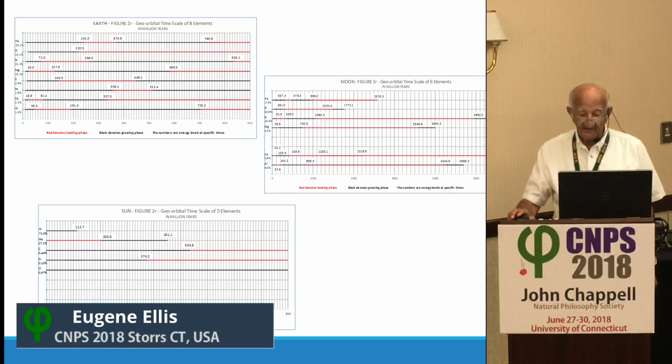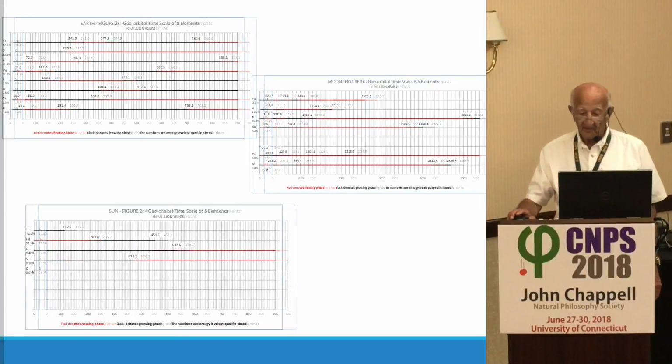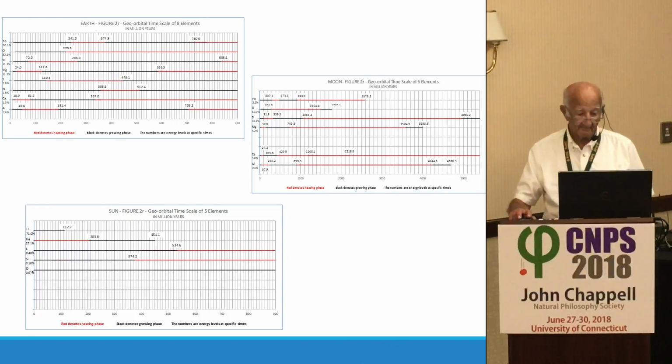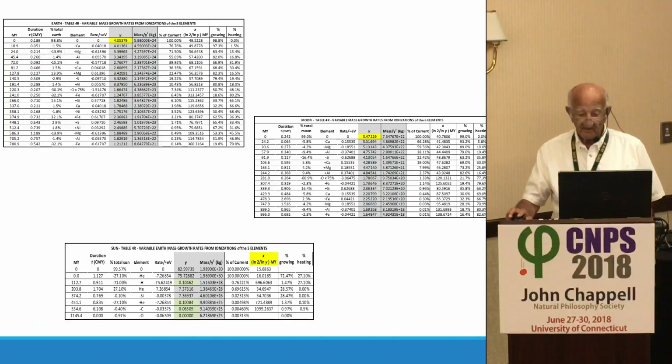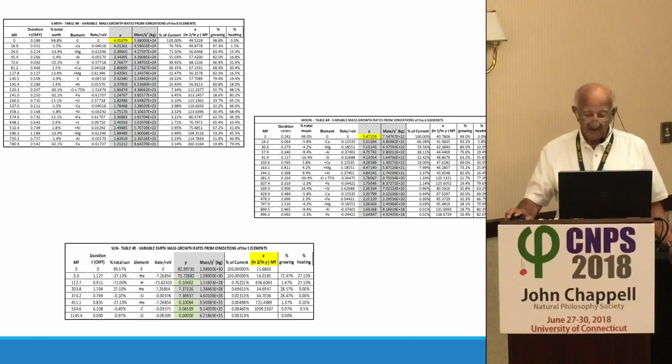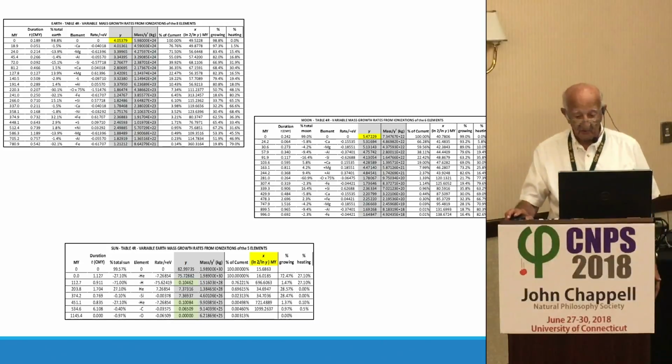These charts indicate that most of the growth on Earth, the Moon, and the Sun occurred within the last billion years. These are the calculation tables of the Earth, Moon, and Sun that basically deduct the heating phase to obtain the resulting growing mass. The X column, log 2 over log Y, is the mass doubling time for the years in the first column.